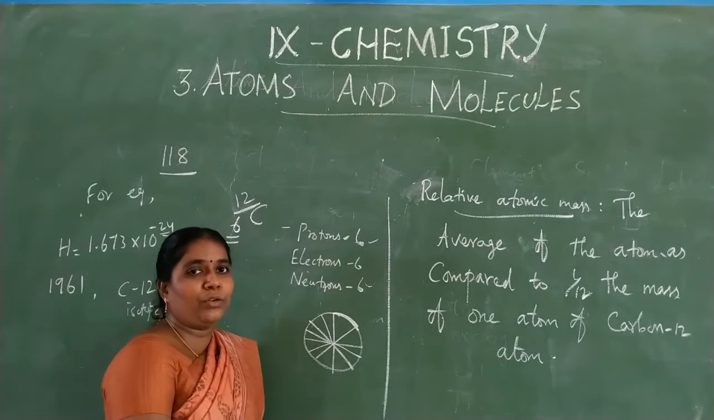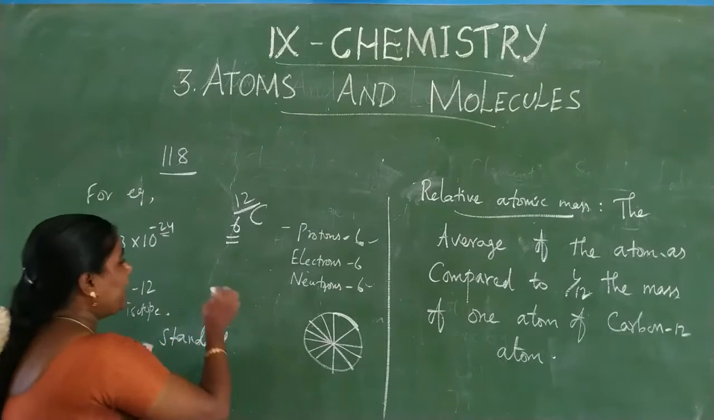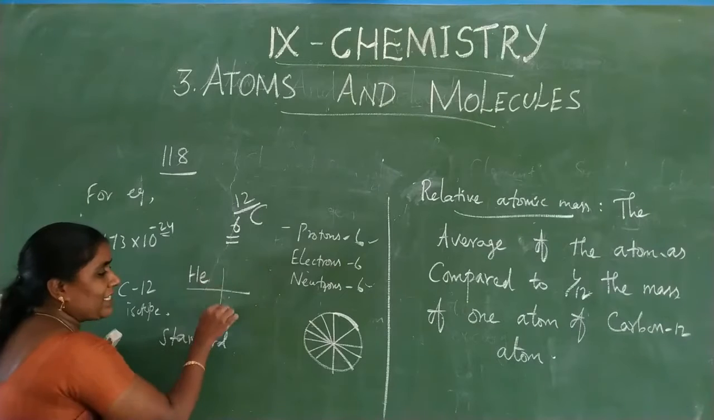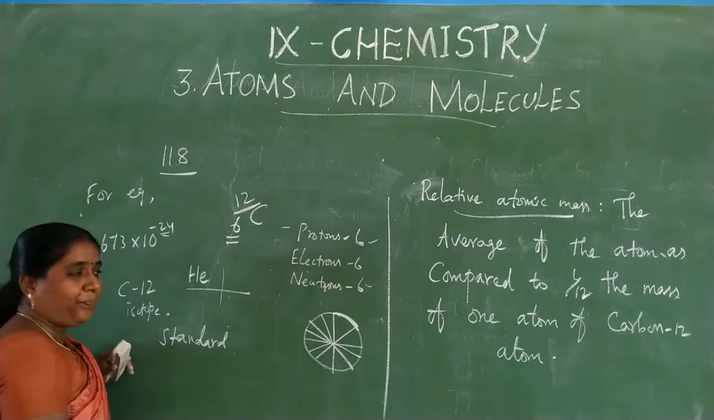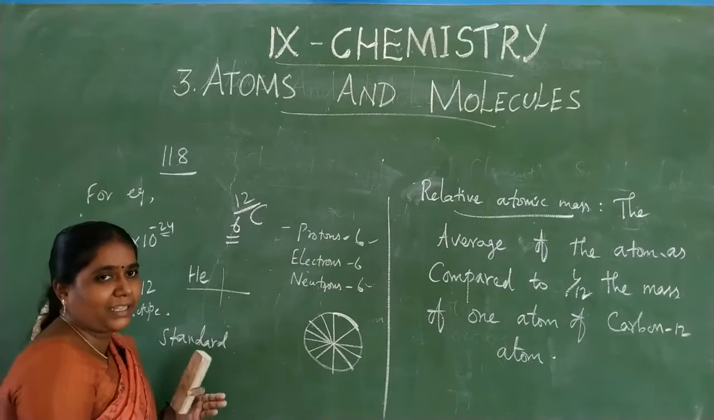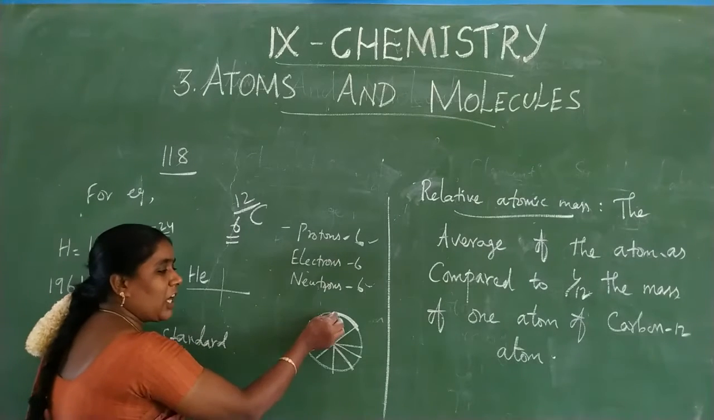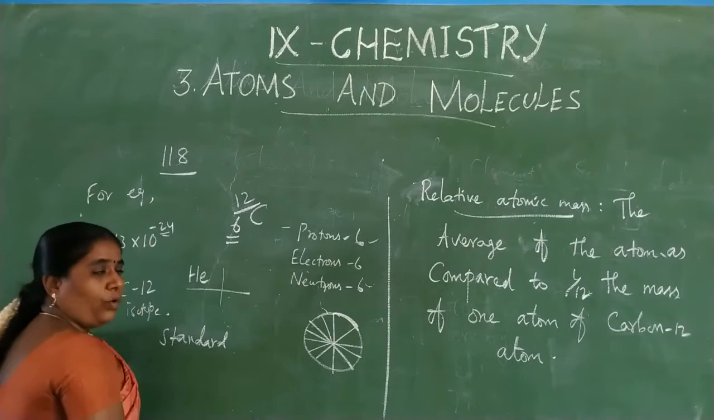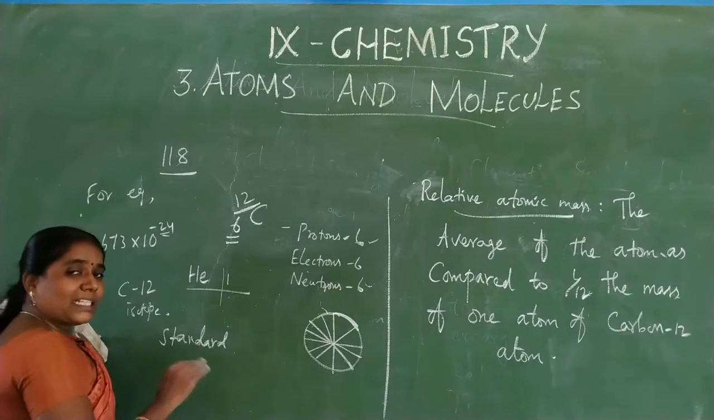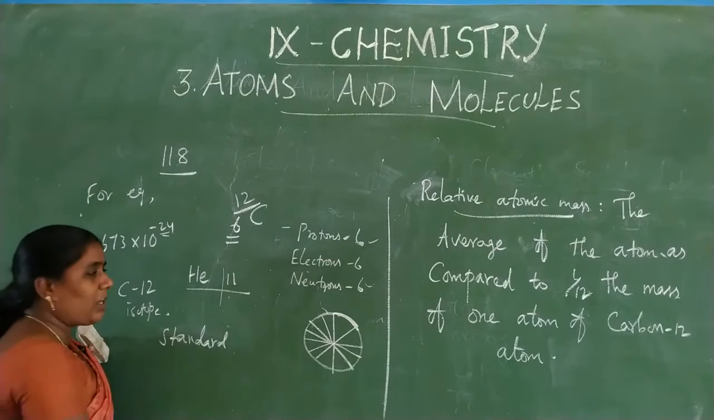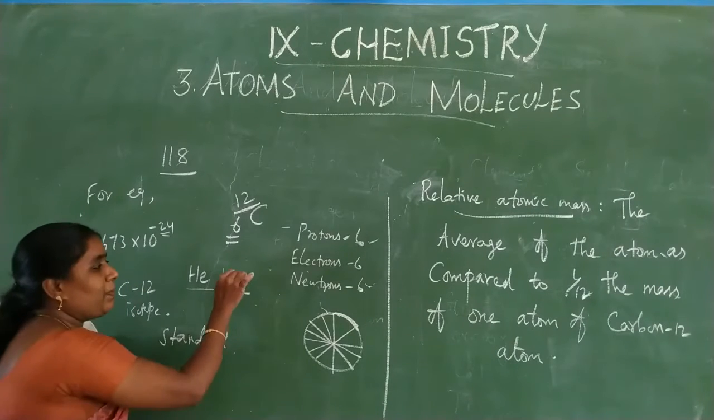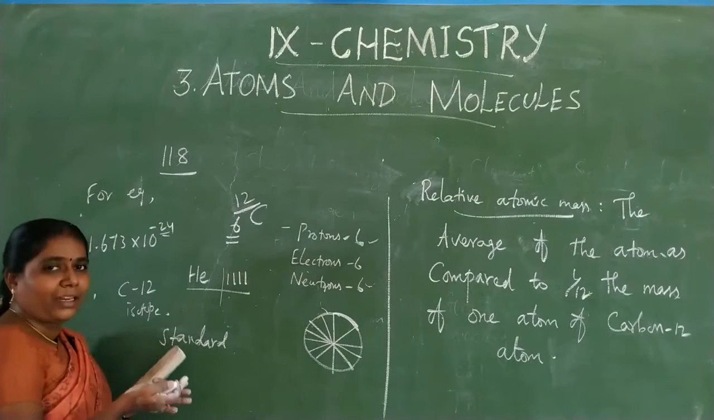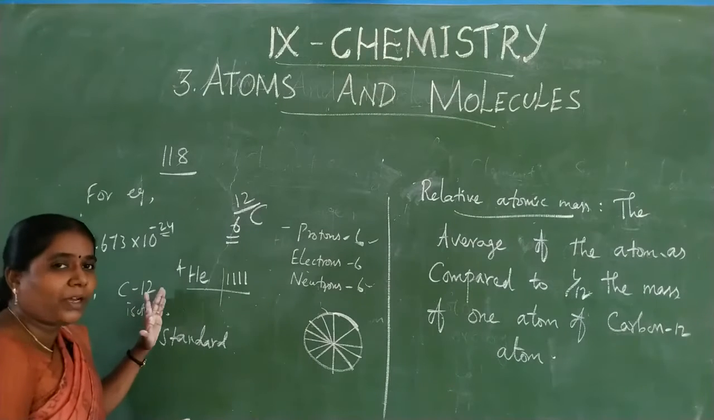See, how it is possible, I will tell you. Suppose you are taking helium. Consider we have one balance. On one side we are keeping helium, and on the other side we have to balance this helium with the help of mass. From carbon-12, we have 12 parts. We take one part and keep it here, but it is not balanced. Again we keep one part, still not balanced. Again one part, still not balanced. And again one more part. Now it is balanced.